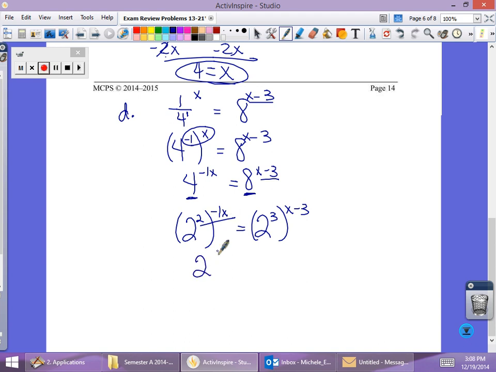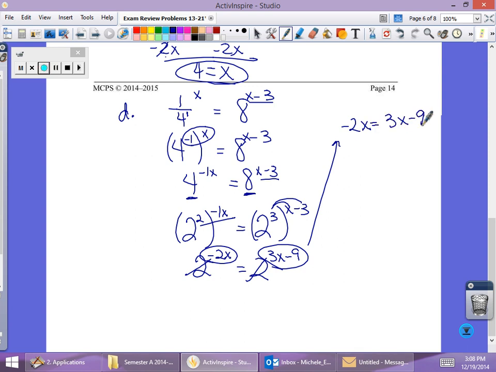So 2 times negative 1x is negative 2x. Distribute when I multiply over here, and I get 2 to the 3x minus 9. And with the bases being equal, the exponents must be equal. So I'll set that equal up here. Negative 2x equals 3x minus 9.